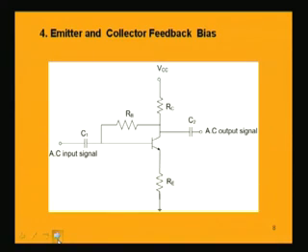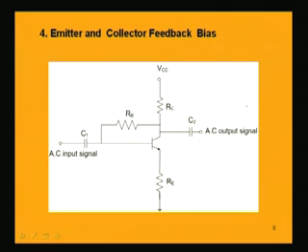This collector feedback bias can be combined with the emitter bias which we discussed earlier in order to give a biasing scheme which is the emitter and collector feedback bias scheme. Here the collector feedback resistance is there, which is RB, the collector to base resistance, and the emitter is also having a resistance. So, basically this scheme is having both the aspects of collector feedback bias as well as emitter bias or self bias.